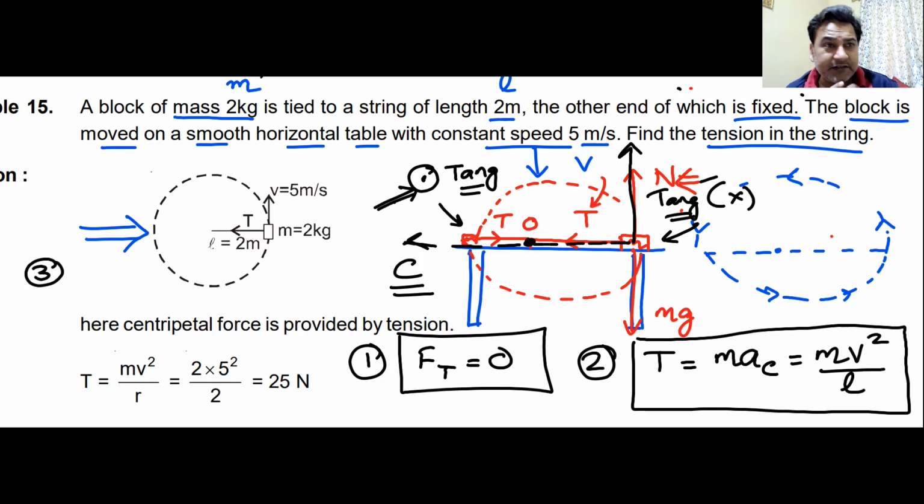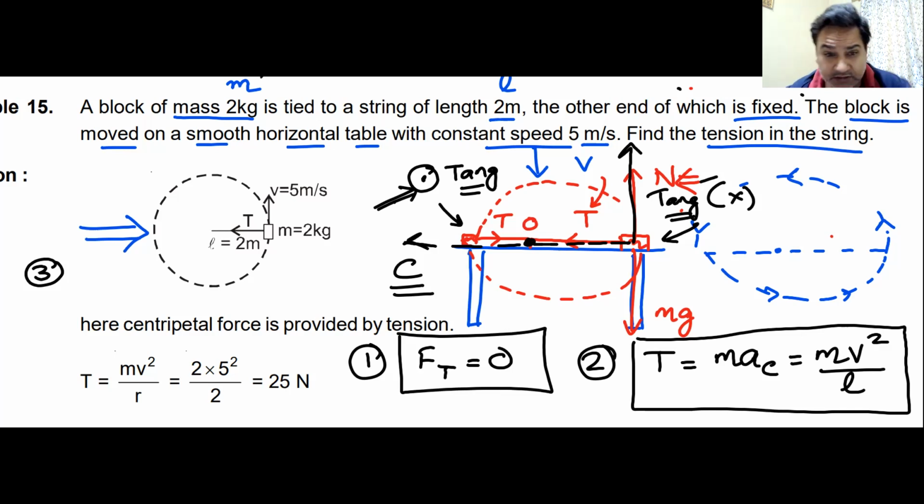Anyone in the online class? Anyone in the offline class? Can you tell me what is the third equation? No one can tell me what is the third equation? F equals 0.